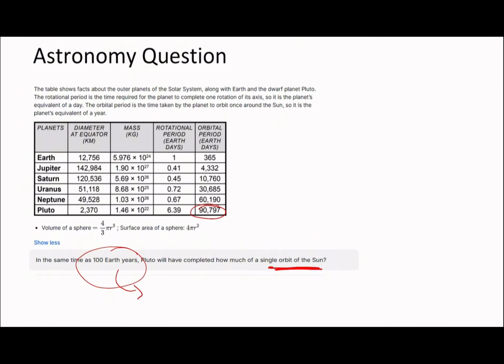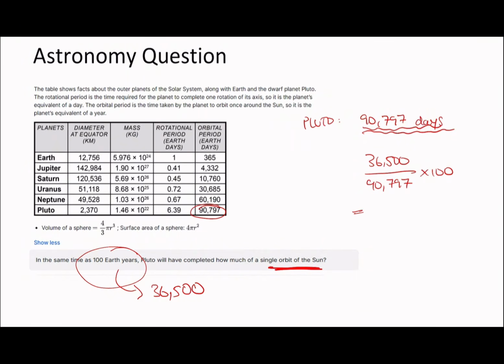But first of all, we need to work out how long 100 Earth years is in days. If each Earth year is 365, which we know, it's going to be 36,500 days. So it says Pluto will have completed how much of a single orbit of the Sun? That's how many days have happened. Pluto requires 90,797 days to fully orbit the Sun. So 36,500 divided by 90,797, and then you can just times it by 100.